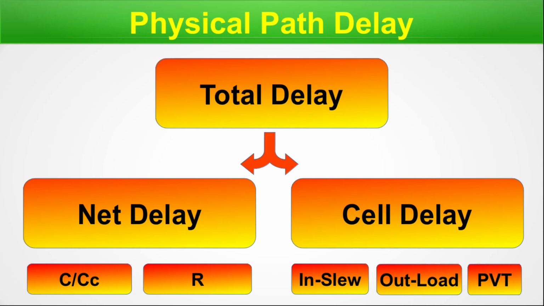So all possible permutations and combinations of the cell height, process, temperature and operating voltage, etc. give birth to a huge amount of data, which is captured into the .lib file for any standard cell library. So guys, I think we have talked enough on this slide. So let's move on to the next slide.